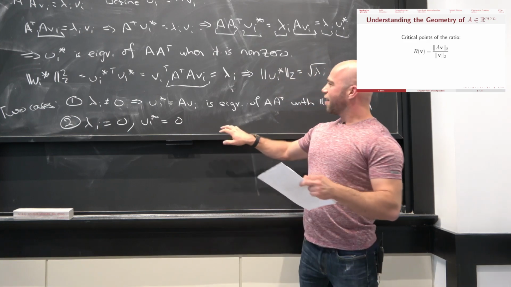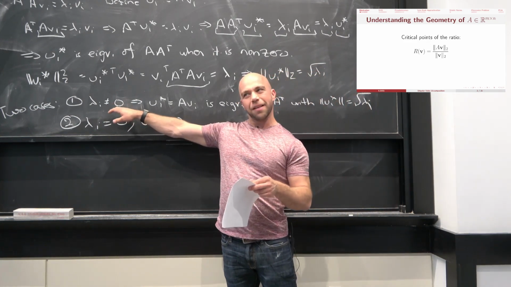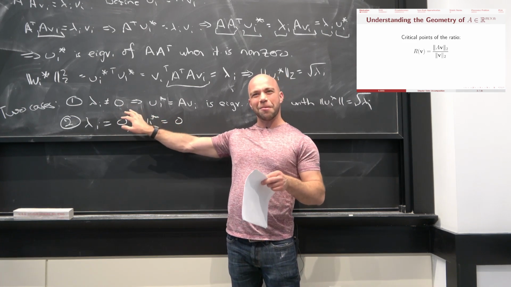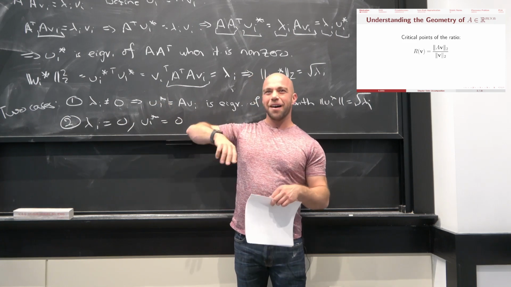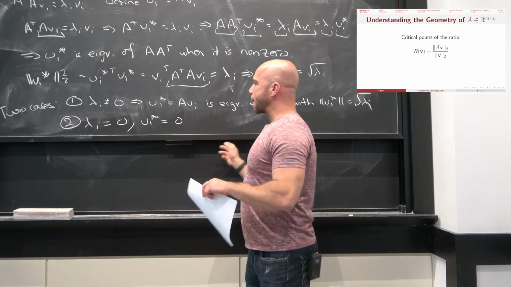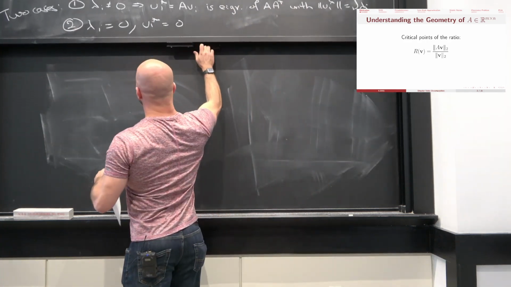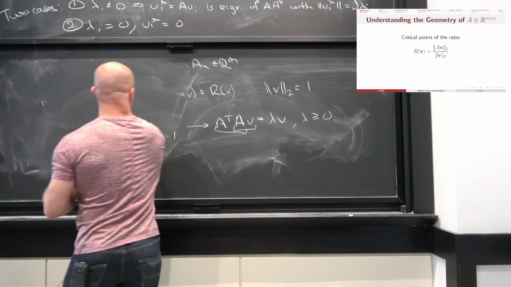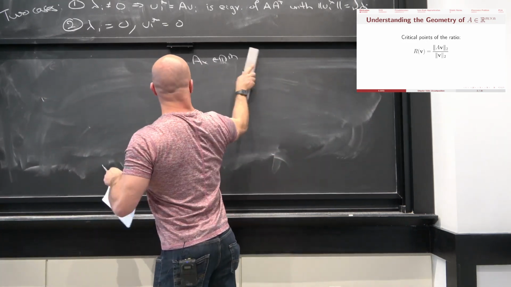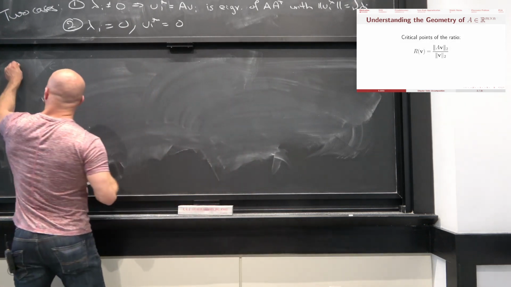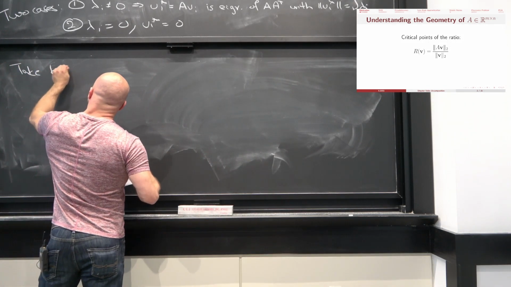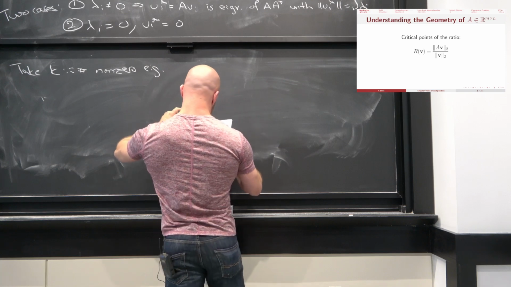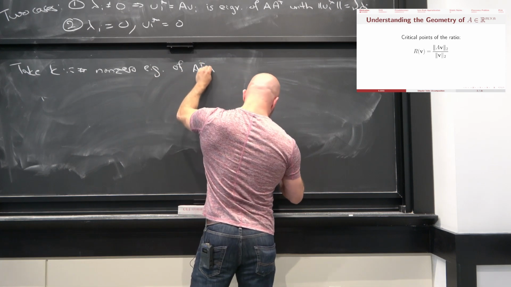So essentially, what we've learned so far is that the positive eigenvalues of A transpose A are somehow very special, right? They map onto eigenvectors of A A transpose. Okay? So let's take k to be the number of non-zero eigenvalues of A transpose A, like that.